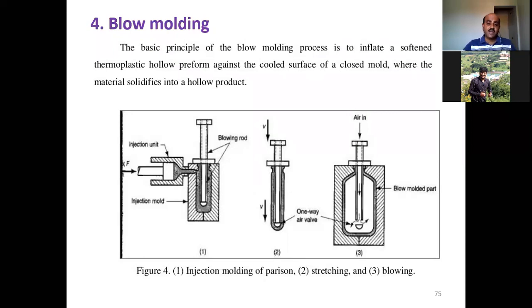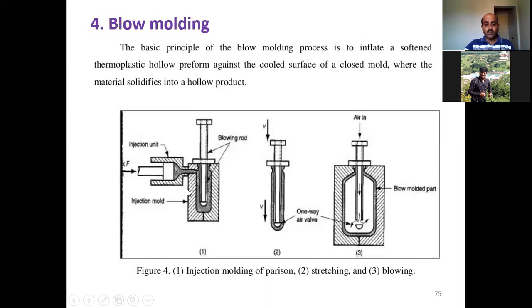You can see here in the diagrams: the first is injection molding of a parison, the second is stretching, and the third is blowing. The process is very simple. You will have the thermoplastic either in the form of pellets or powder, and it is heated until it softens, nearing its melting temperature. Then you force this softened raw material into the die.